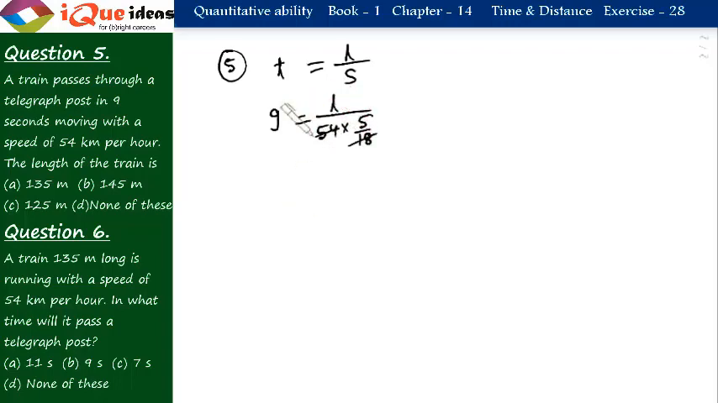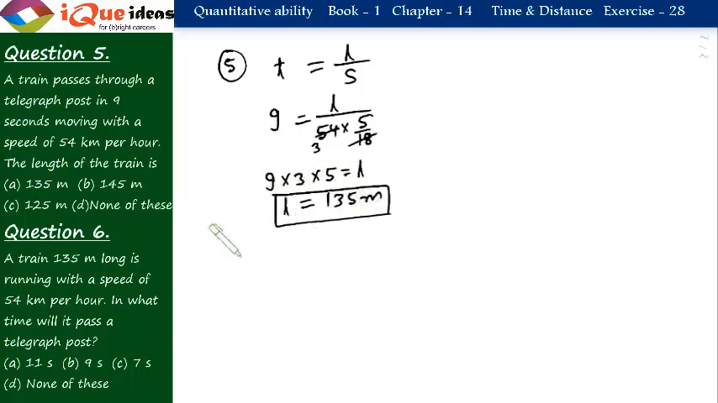Now 18 cancels 54 3 times. Now 3 into 5 is 15. So 9 into 3 into 5 is equal to L. So L is equal to 9 into 5 is 45 into 3, 135 meters. So basically, whatever you get after solving is the answer. Alright. Question number 6. It says a train 135 meter long running with a speed 54 kilometers per hour.